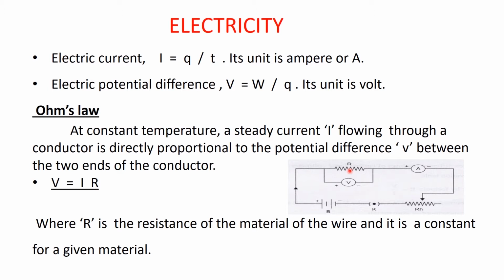So, for various values of the potential difference V, we would have calculated the value of I using the ammeter A, and we would have found that the resistance R remains a constant for a particular material. So we can say that the resistance of the material of the wire is a constant for a given material.